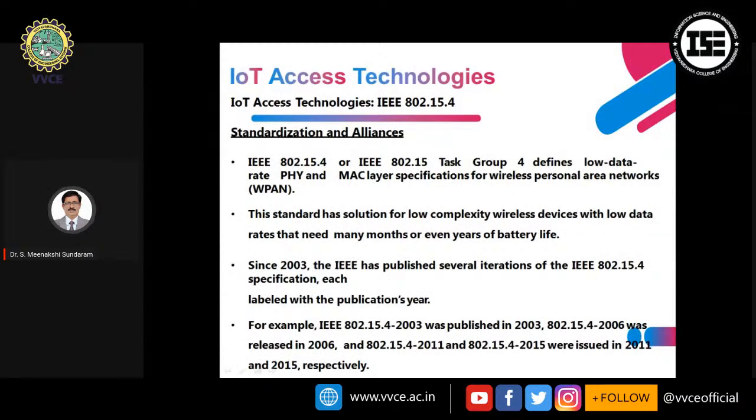Similarly, the standards and alliances: IEEE 802.15.4, or the IEEE 802.15 task group 4, defines low data rate physical and MAC layer specifications for wireless personal area networks. And since 2003, IEEE has published several iterations of the IEEE 802.15.4 specification, each labeled with the publication year. For example, 802.15.4-2003 was published in 2003. Similarly, 2006 up to 2011, we have 2006, 2011, 2015 respectively.